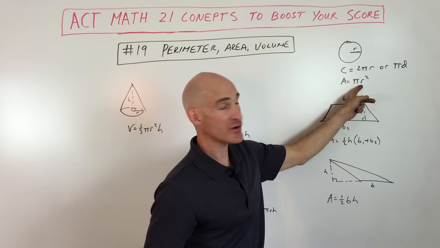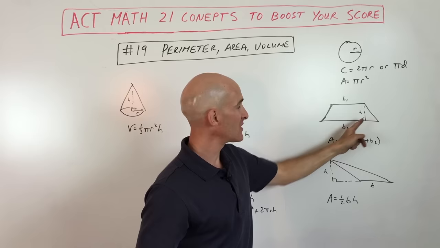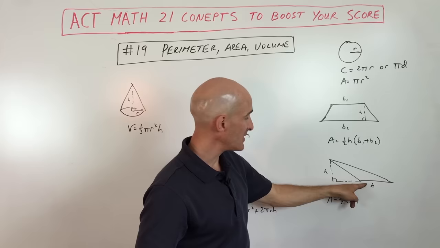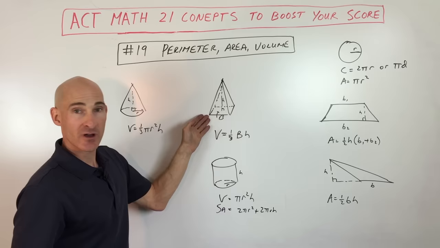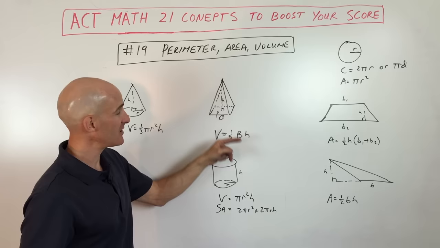A trapezoid, you add the two bases, these are the parallel sides, times the height, that's the perpendicular distance, times 1/2, that's the area. For a triangle, you do the base times the height times 1/2. For the volume of a pyramid, you do 1/3 the area of the base, whatever shape this is, you find the area, if it's a square or a triangle or hexagon, times the height, okay?